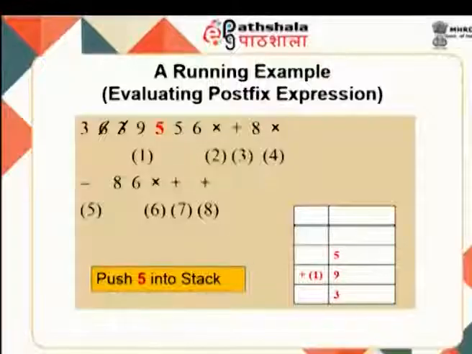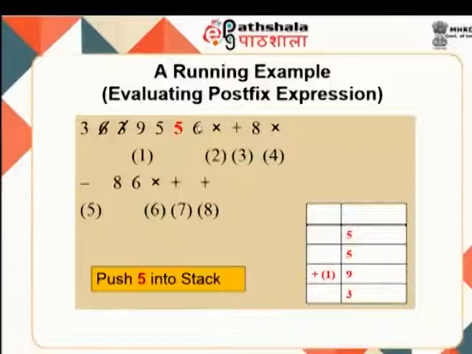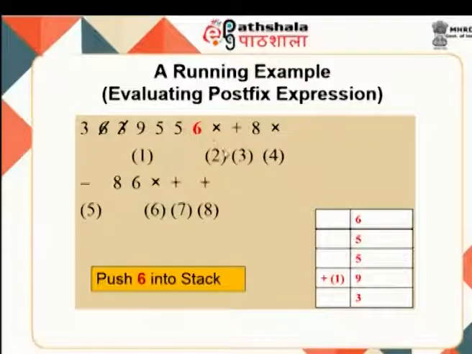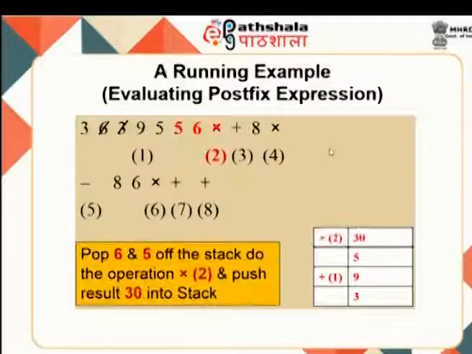Now, next what I see is a 5. This is removed because now the result is only 9. So, I have changed that and now you see a 5, so just push it onto the stack. Next you see a 5, push it onto the stack. Next you see a 6, push it onto the stack. Next what you see is an operator. What will happen? You have to pop the 2 and push the result onto the stack. So, as I already explained, pop 6 and 5 off the stack, do the operation multiplication and push the result onto the stack.